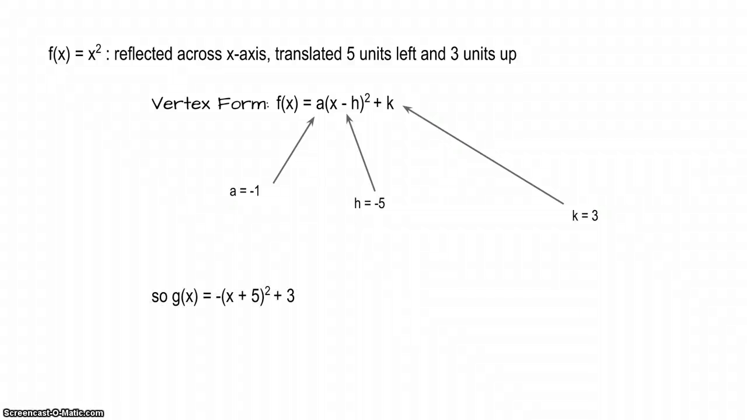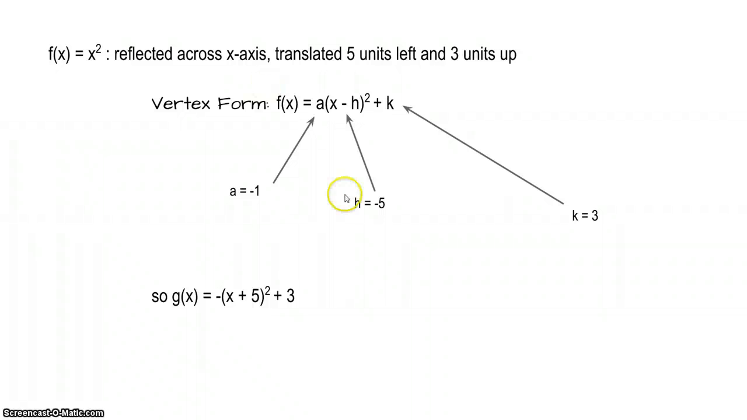That arrow is so long, I love it. Okay, anyway, so g of x equals negative, because that's what A equals, x plus 5, and then we square that, plus 3. Okay, this parabola has a vertex at -5, 3.